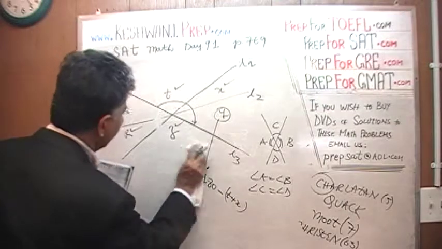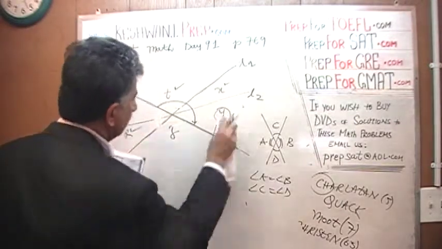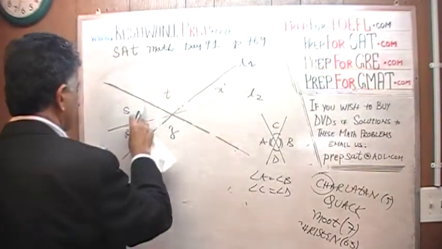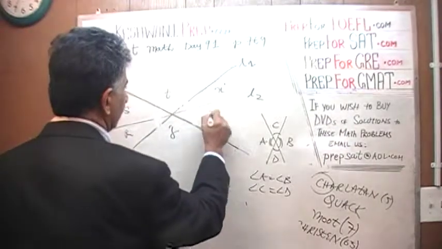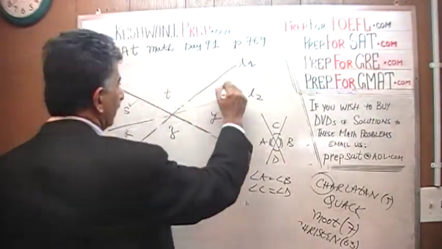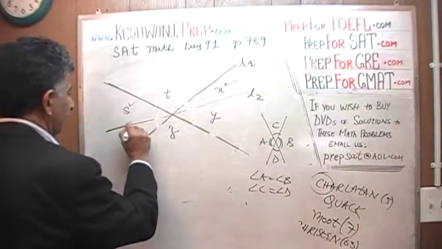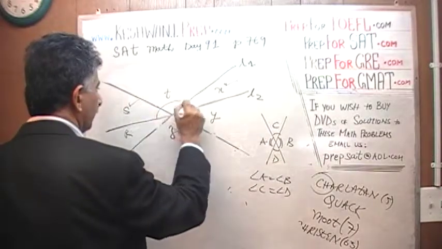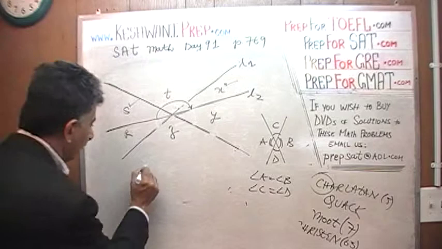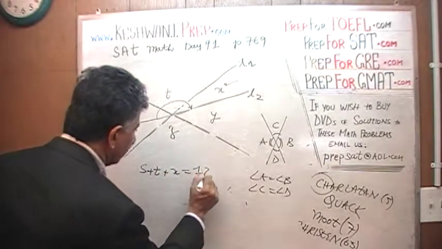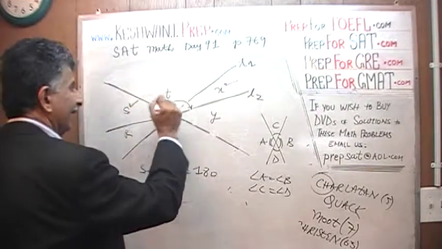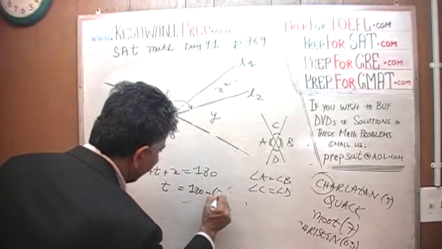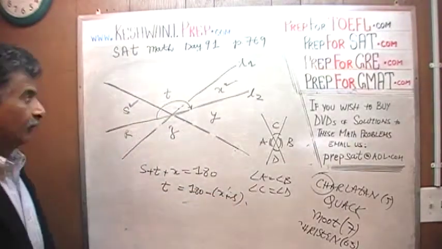I'm going to pick up speed now. S and X. Well, if we know S and X, using line 2, this line L2, we know that these 3 angles have to equal 180. S plus T plus X equals 180 because it's a straight line. If we know S and X, we can figure out the T, because T simply equals 180 minus S plus X.